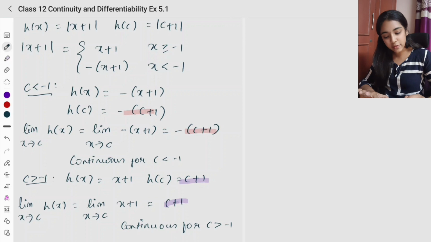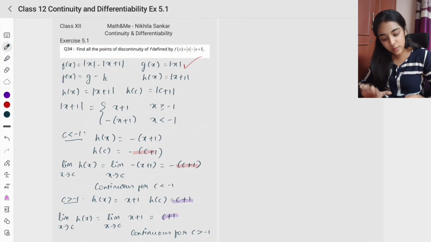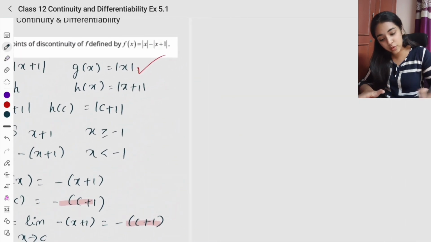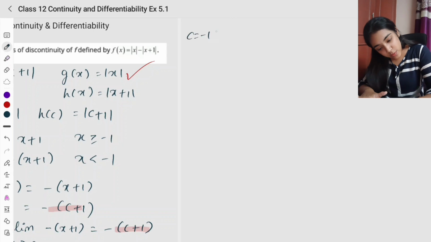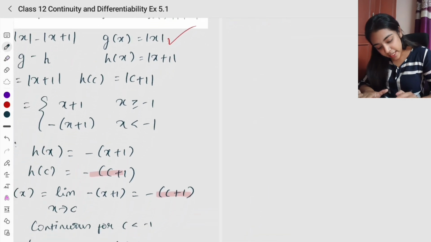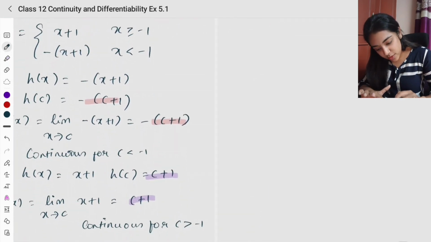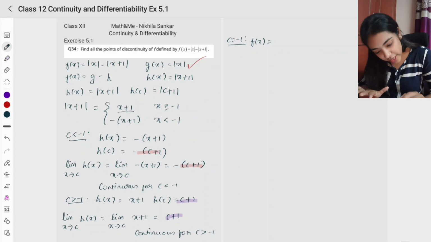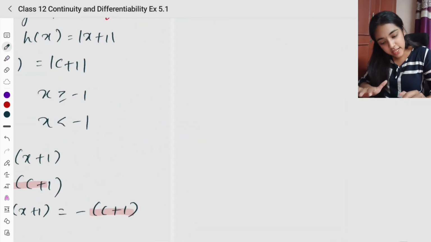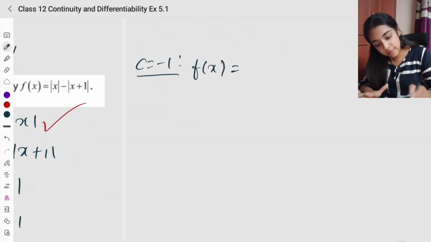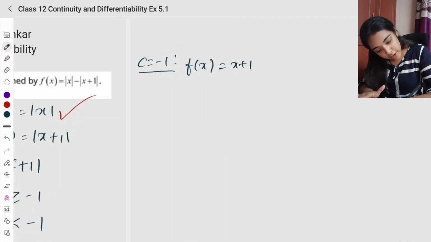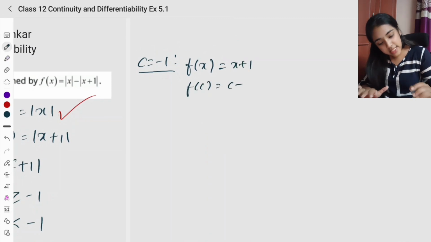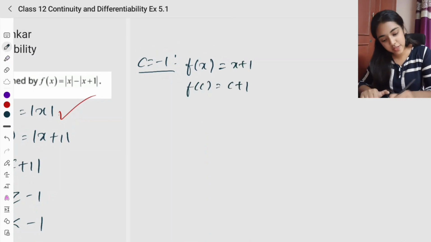So for both the cases we have proved. Now I need to prove for c equal to minus 1. Haven't we proved all the cases? For c equal to minus 1, I have to take both my left hand limit and the right hand limit. First of all, what is my f of x? Which case do I have to take? I have to take this one, x plus 1. So f of x is going to be x plus 1. So f of c is going to be c plus 1. So f of x and f of c are written.